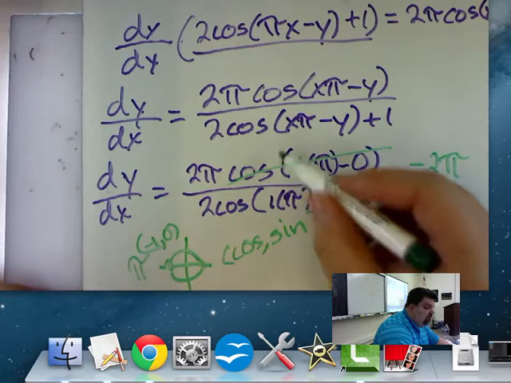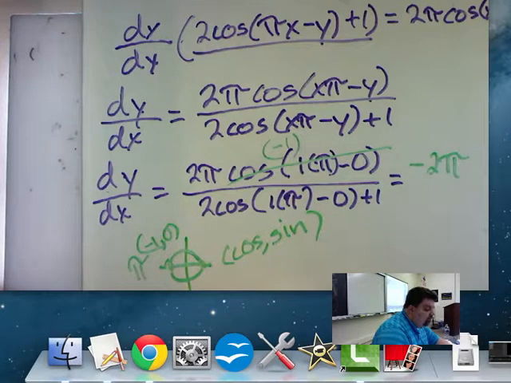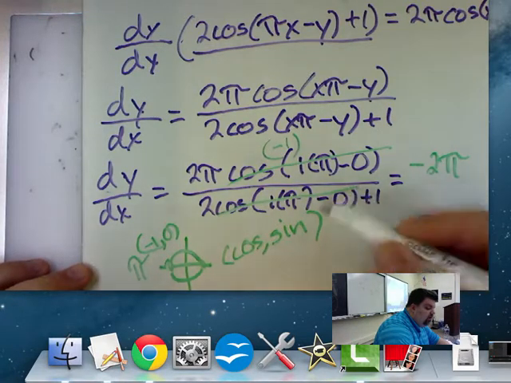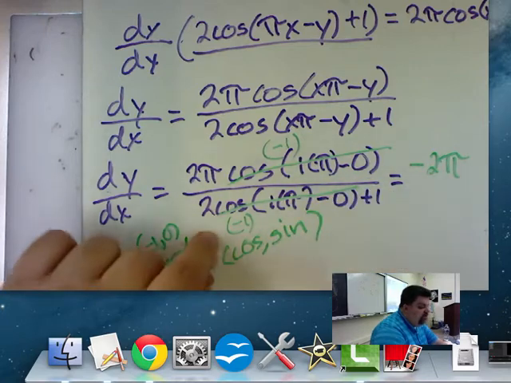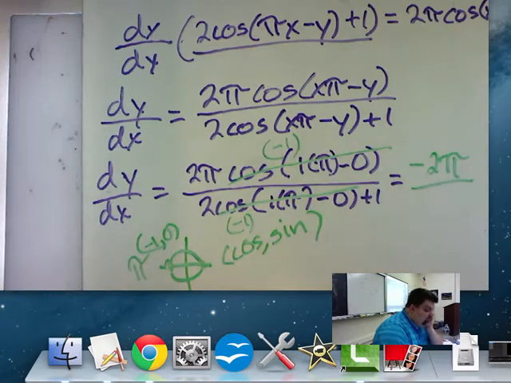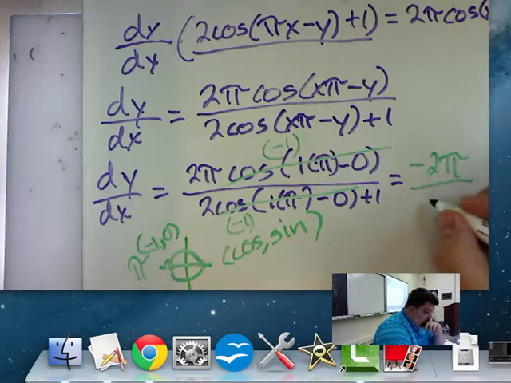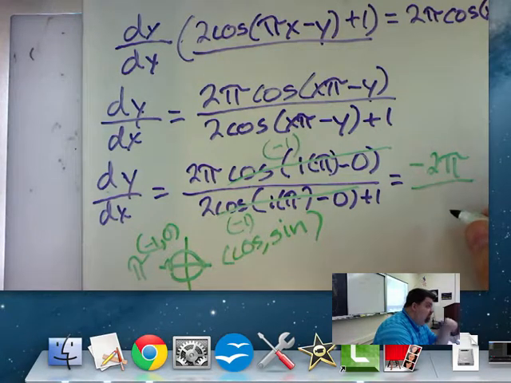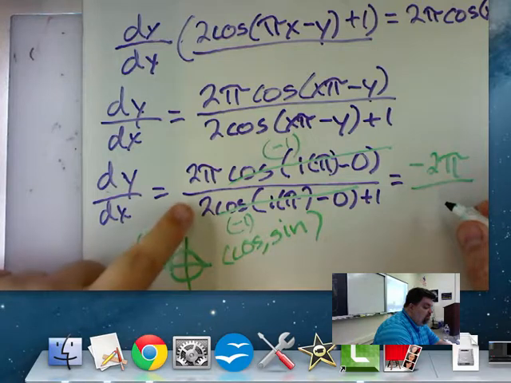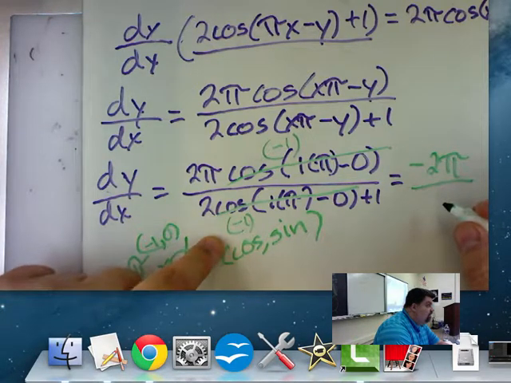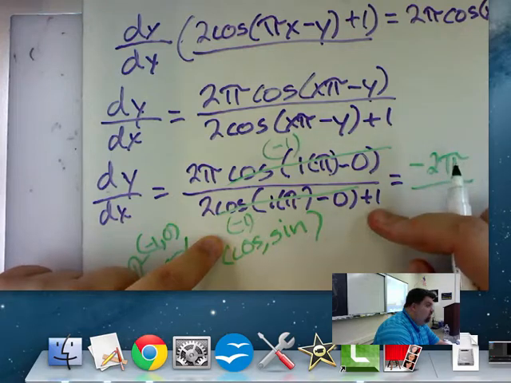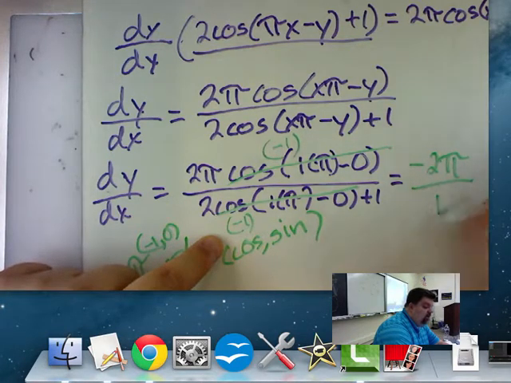This whole thing becomes negative 1, right? You guys with me on that? Now this whole thing also becomes negative 1. So I've got negative 2 plus 1, which is... but don't jump ahead of me. This is 2 times negative 1, which is negative 2, plus 1 is negative 1. So the final answer is negative 2 pi.